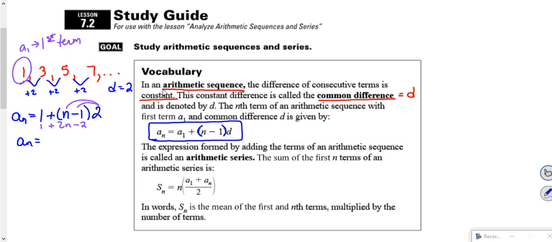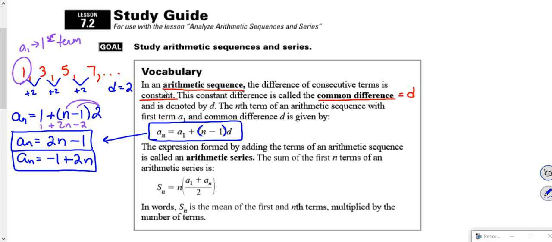So my a sub n, now I usually write these backwards from the book, but it does not matter, I would put 2n minus 1. The way the book key lists it is a sub n equals -1 plus 2n. It doesn't matter. Obviously, you all know that addition is commutative. It doesn't really matter what order we put the terms in as long as the signs stay on the right term. So 2n minus 1 or -1 plus 2n. That's where we use the formula. That's how it's applied. Again, I want to point out, this is the a sub 1, and this is your d in your formula.